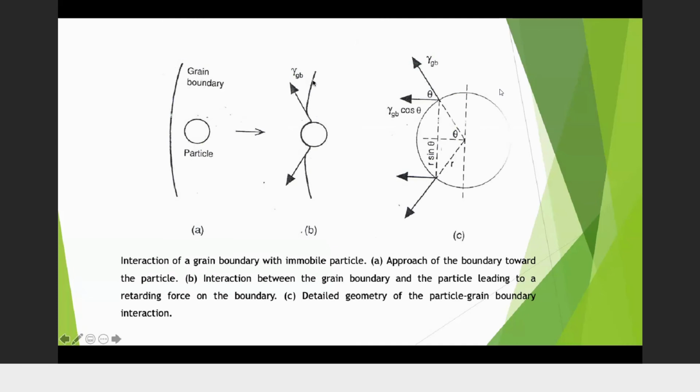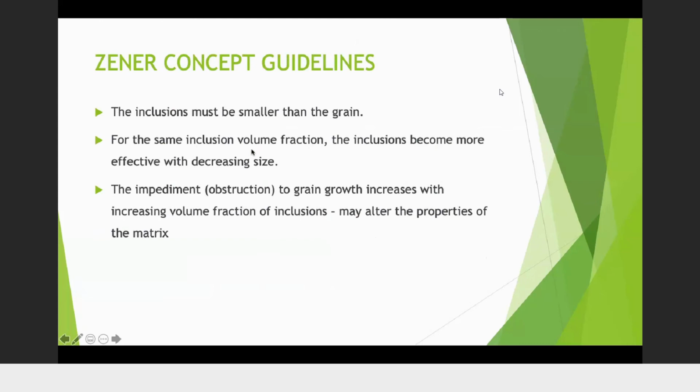Okay, so this is the geometry of the particle-grain boundary interaction. In the Zener concept guideline, the inclusion must be smaller than the grain. So for the Zener effect to take place, the inclusion must be smaller than the grain. And for the same inclusion volume fraction, the inclusion becomes more effective with decreasing size. So the smaller the inclusion, the better.